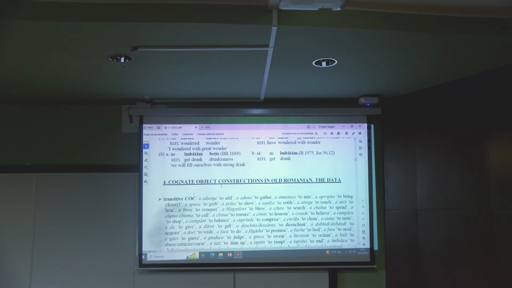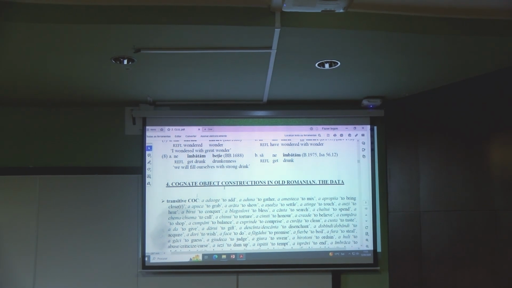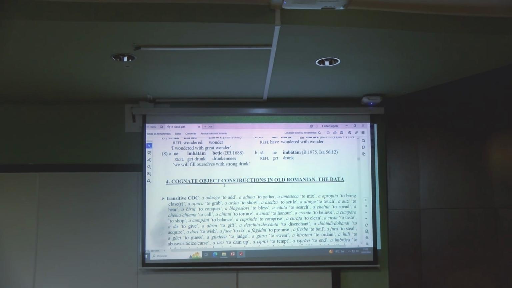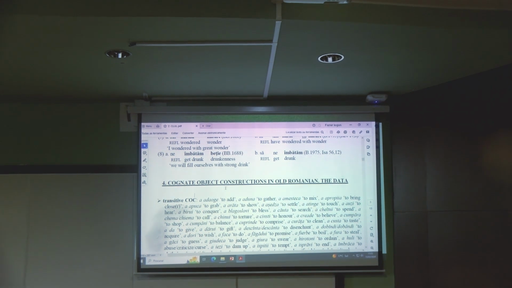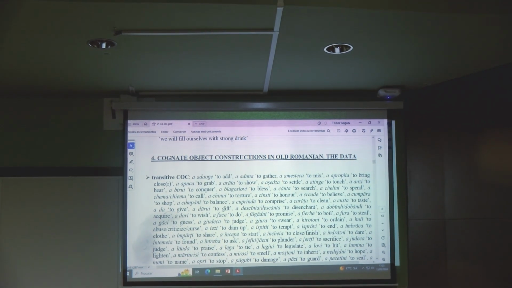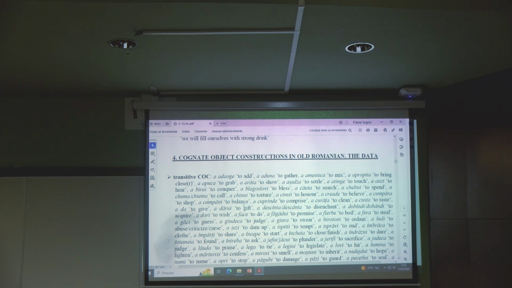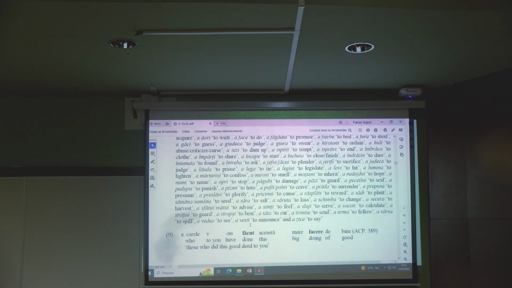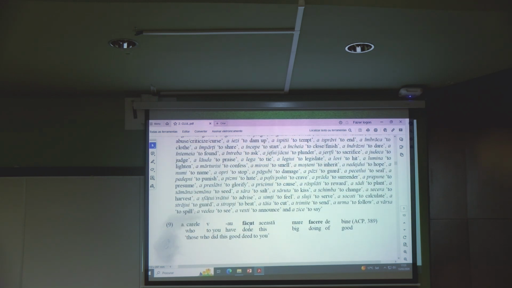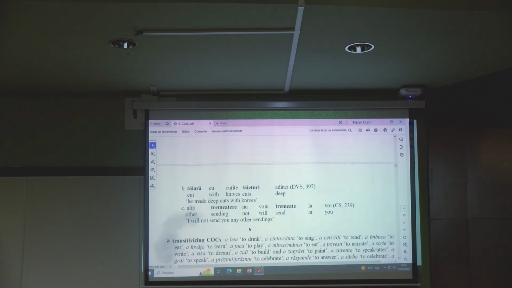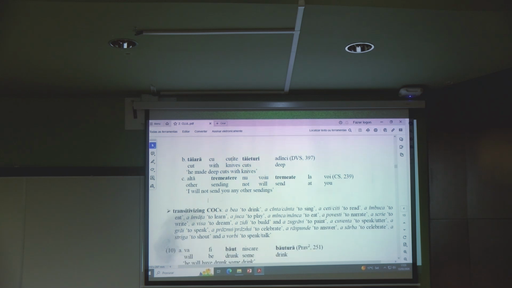Let's see the data. Again, Old Romanian first, the verb, and then some properties of the cognate object. Transitive COCs are very frequent. There's a long list of verbs. I try to categorize them into transitive, obligatory transitive, derived anergative, and prototypical anergative verbs. I'm going to go through the list. We have some examples in 9. The verb a face, to do, to make, a tăia, to cut, a trimite, to send, and so on and so forth.